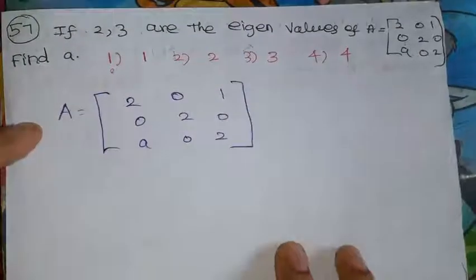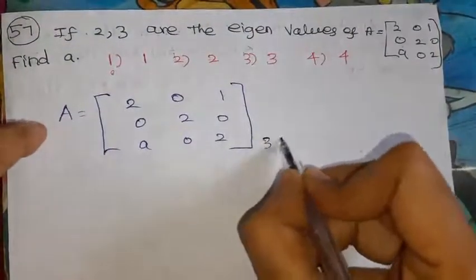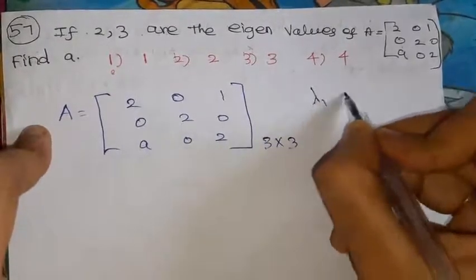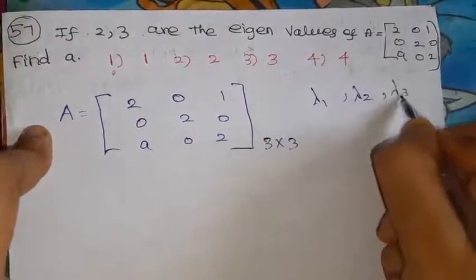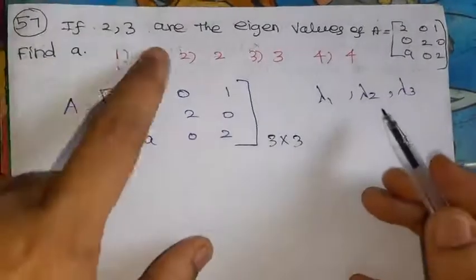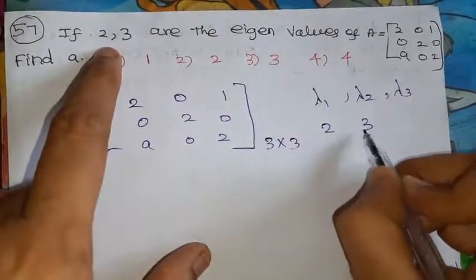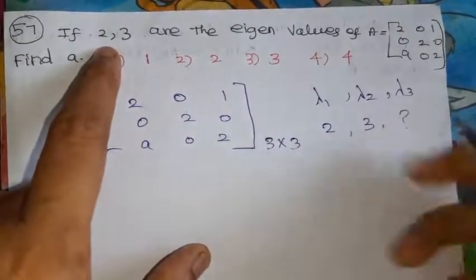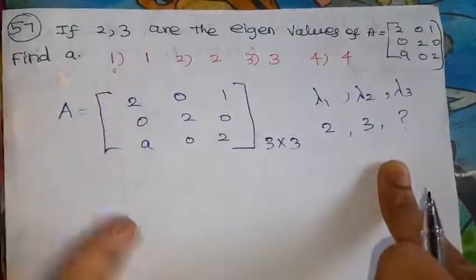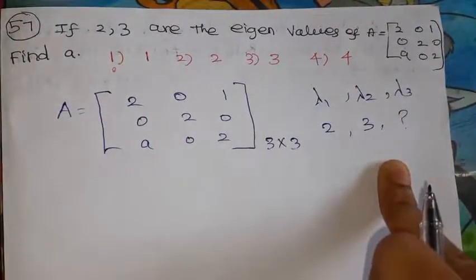So this is the problem, and what is given? It is a 3 cross 3 matrix. So we will have 3 eigenvalues as lambda 1, lambda 2, lambda 3. 2 eigenvalues are given, 2 and 3. So we need to find out the third eigenvalue and then find out the a value. So what is the procedure?